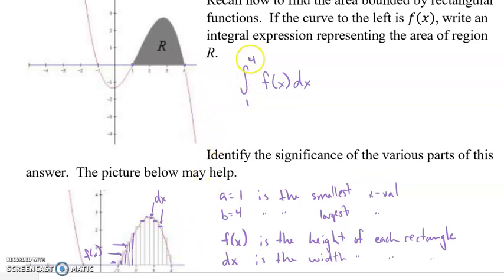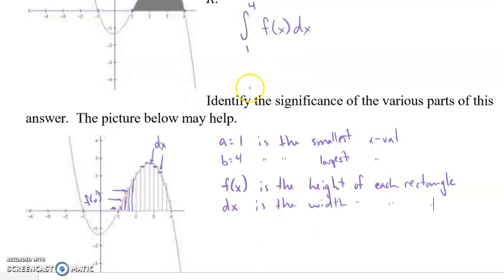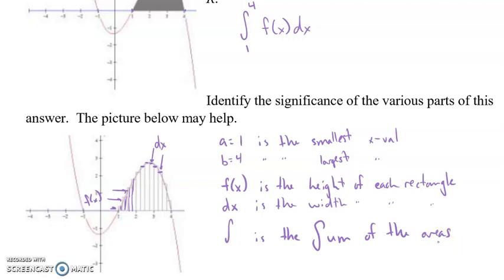So there's one more piece here, right? There's the 1, there's the 4, there's the f of x, the dx, and then there's also that integral symbol. And what does that represent? Well, the integral symbol is the sum of the areas, right? So that's what we're doing here. So it's important to recognize the pieces here so that we can maybe apply the same concept to a different sort of problem.